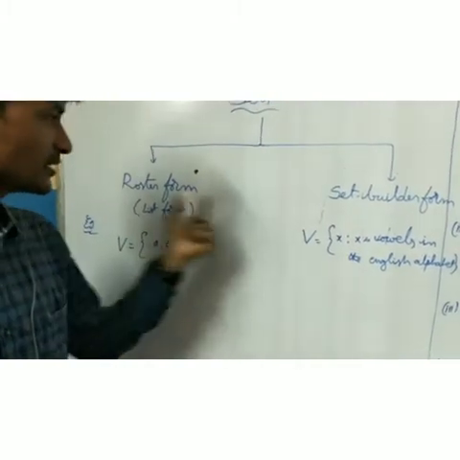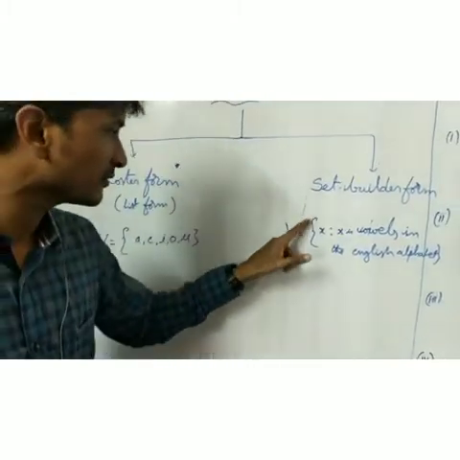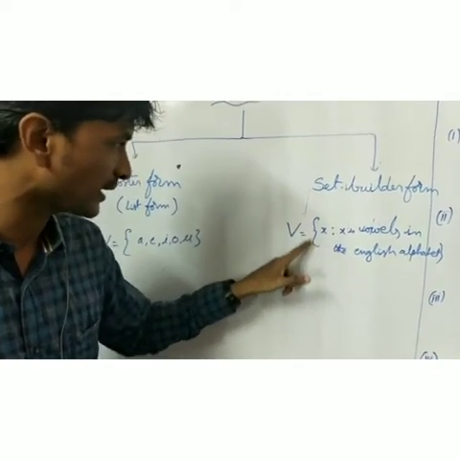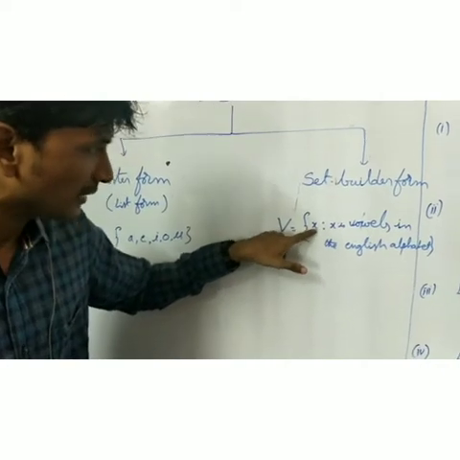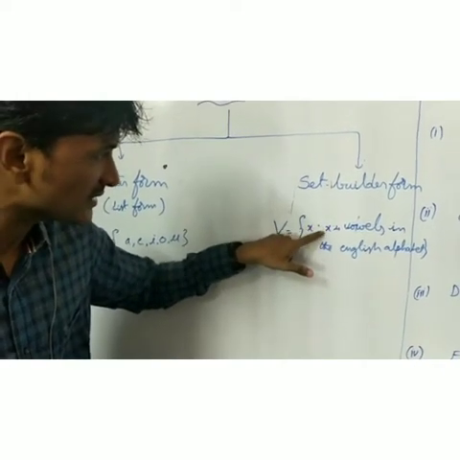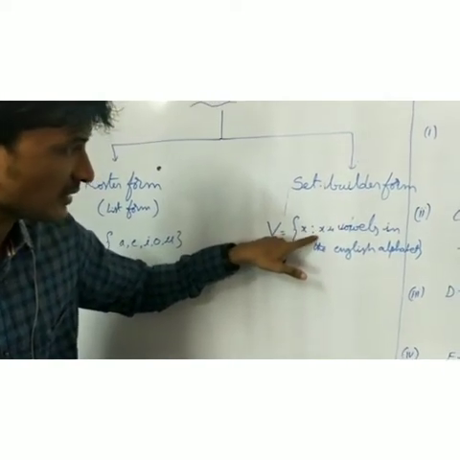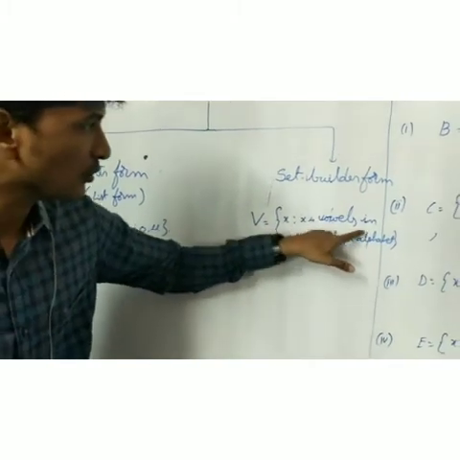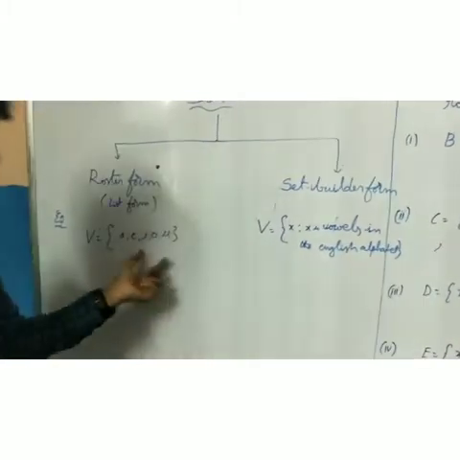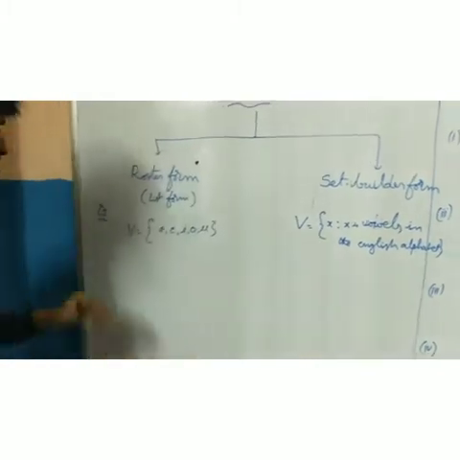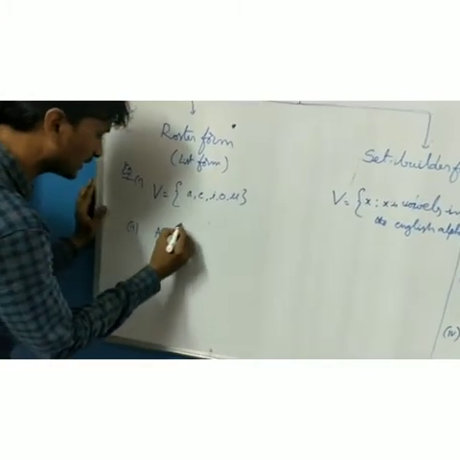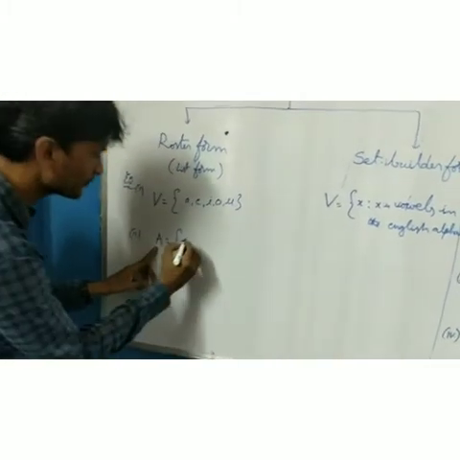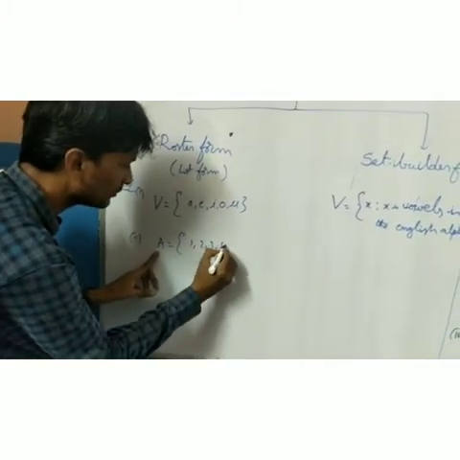So this is how to write the set builder form: V equal to, that curly bracket is read as the set of all x such that. Each symbol is called such that. x is vowels in the English alphabet. We have to write like that in set builder form. So another example we can also see. For example, set containing 1, 2, 3, 4, 5.